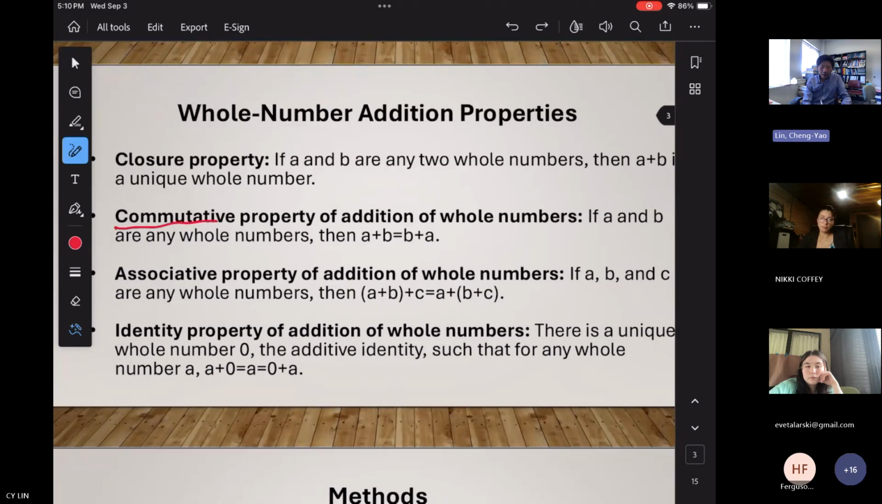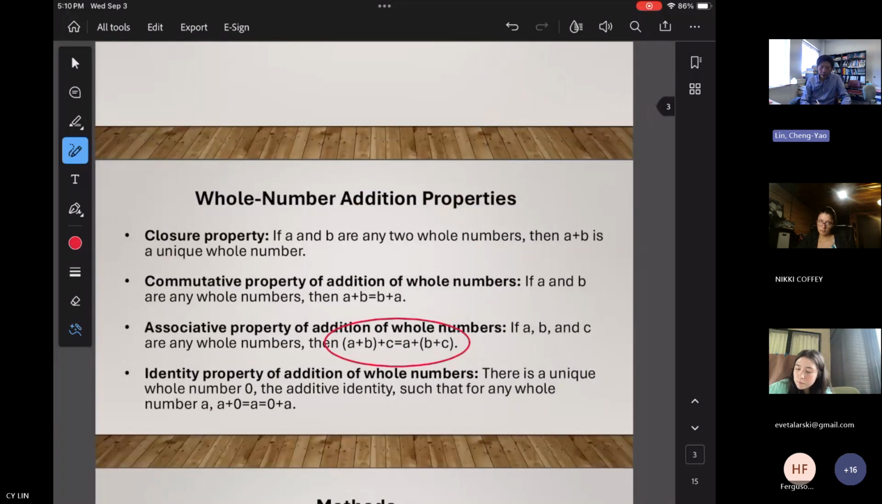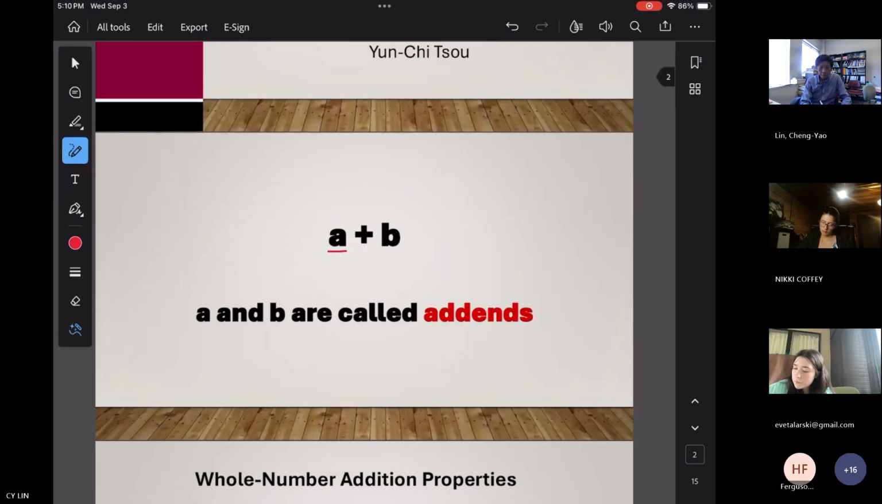Then we can say commutative property. Does that make sense? Similar for the associative property. I will not give the student this one right away. No, I'll have them explore, okay? Now here is an example. Let's say A equals 3, B equals 2, C equals 1, okay?